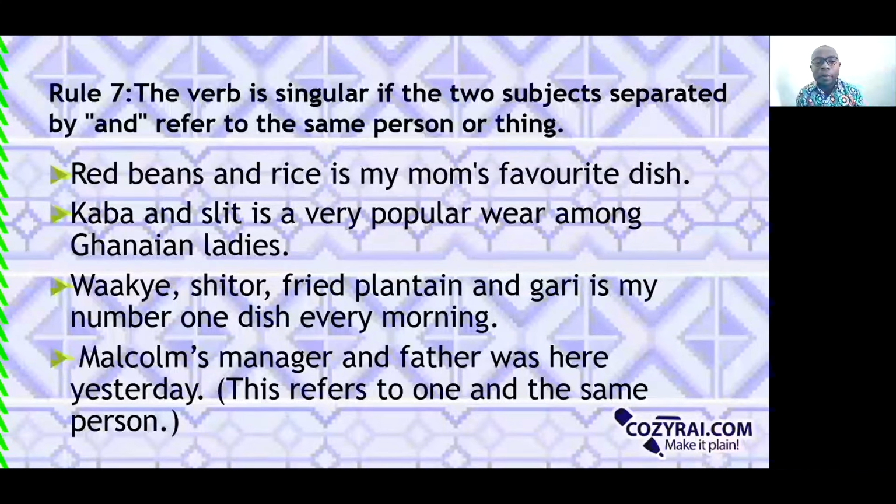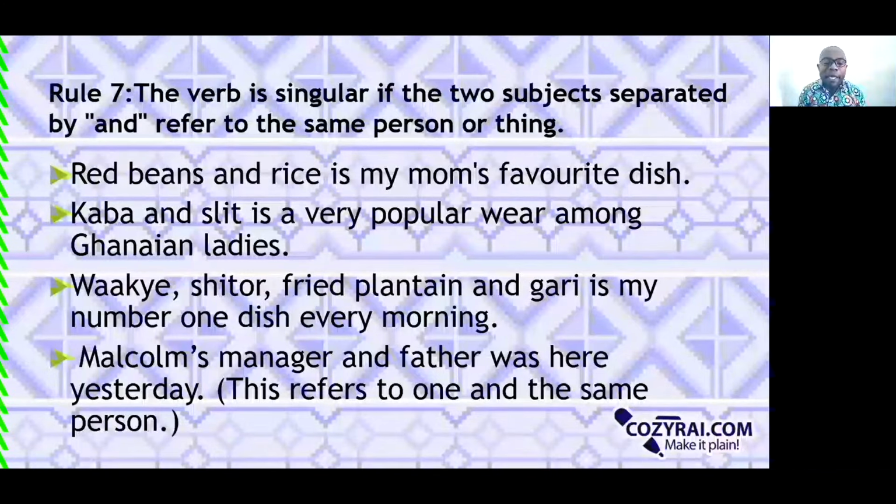So the third example, wache, shito, fried plantain, and gari is my number one dish every morning. This is intentional, so you could see that regardless of the number coming together, as long as it refers to a dish or one thing, the verb will be singular. All these, even joined with and, is one because it refers to food.